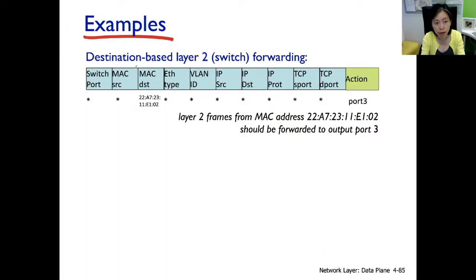Example number 4, destination-based layer 2 forwarding. I know we have not yet talked about the link layer protocols, aka the layer 2 protocols. So this entry here could sound a bit fuzzy to you guys. Now, let me tell you ahead of time what the purpose of the entry is. For this entry, the SDN router is emulating the behavior of a layer 2 switch, of an Ethernet switch.